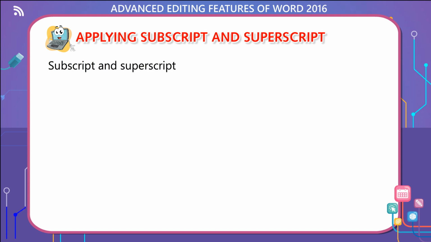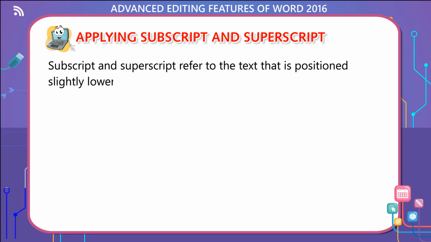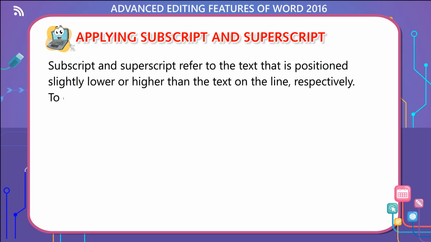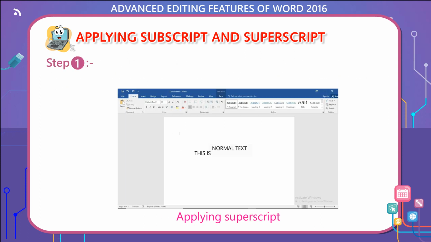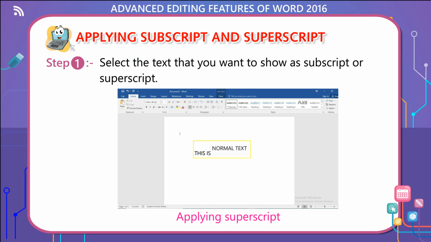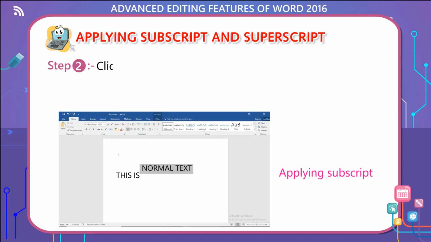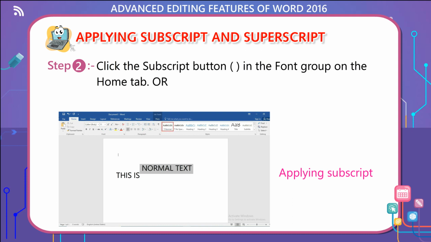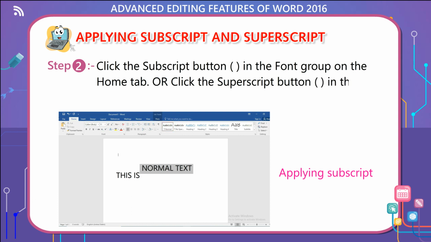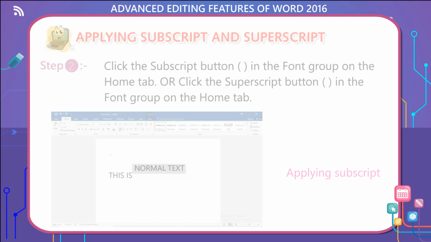Subscript and superscript refer to the text that is positioned slightly lower or higher than the text on the line, respectively. To change the text into subscript or superscript, follow these steps. Step 1. Select the text that you want to show as subscript or superscript. Step 2. Click the Subscript button in the Font group on the Home tab, or click the Superscript button in the Font group on the Home tab.